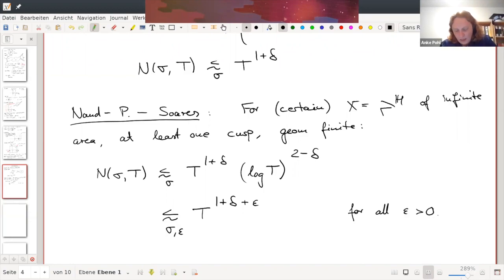Certain at the moment means, so what is available in written up form is one class, it's Hecke triangle groups. The method is much more general. It is based on existence of a certain type of operators, which we will see in a second. And then the result immediately becomes more general because of the structure of the result. We are at the moment writing up this more general result. And then this certain can be read as almost all. I will come to what means almost all.